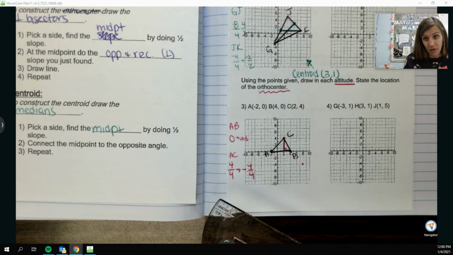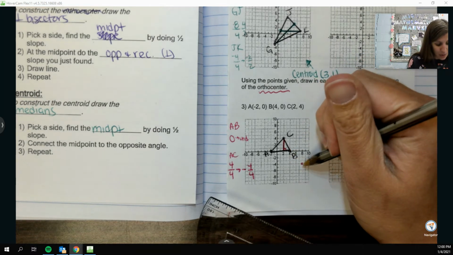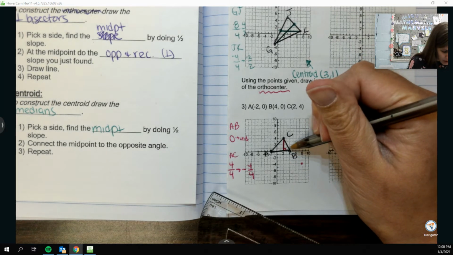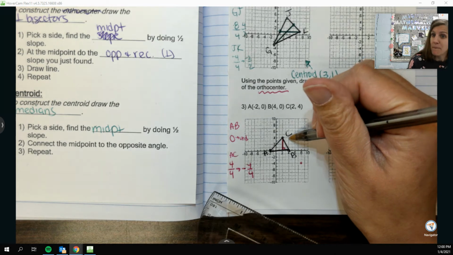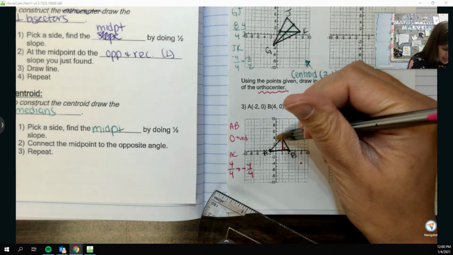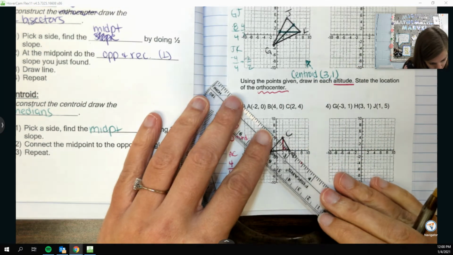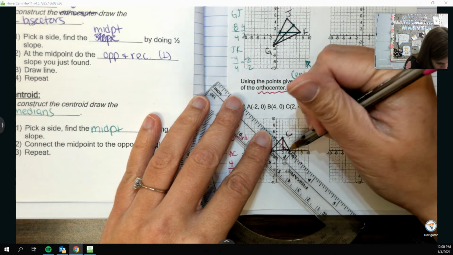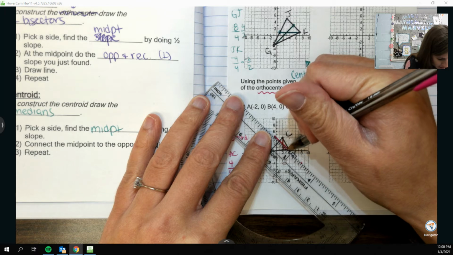Now, the other thing to think about too, though, is instead of going down 4, right 4, I could go up 4, 1, 2, 3, 4, and then back 4. So negative 4 left, 1, 2, like this. And then maybe that feels a little bit better because you're going through the triangle and you're going to cross through the line that you need to.